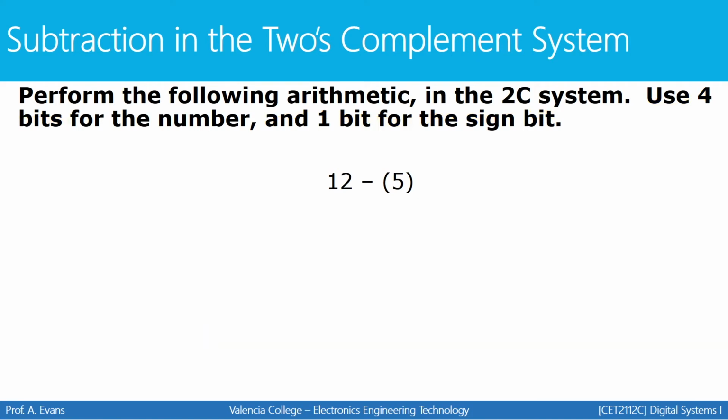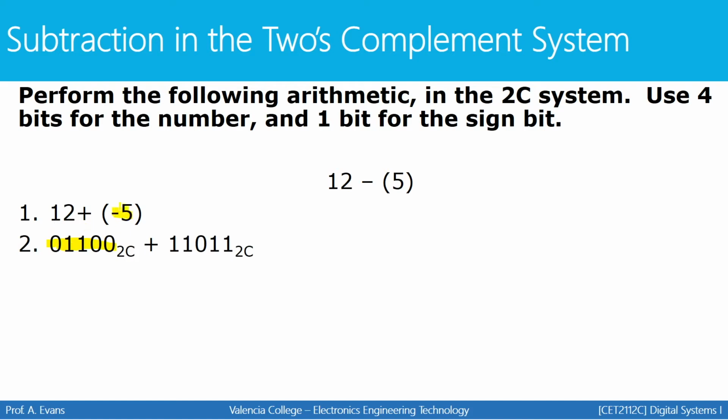Let's look at example number 2. We have 12 minus 5. That's our next example. 12 minus 5. So I'm going to write that as an addition problem. I'm going to say 12 plus negative 5. Then I'm going to write out each number as a 2's complement number. So the number 12, that's a positive number, no conversion required other than writing it out in binary.